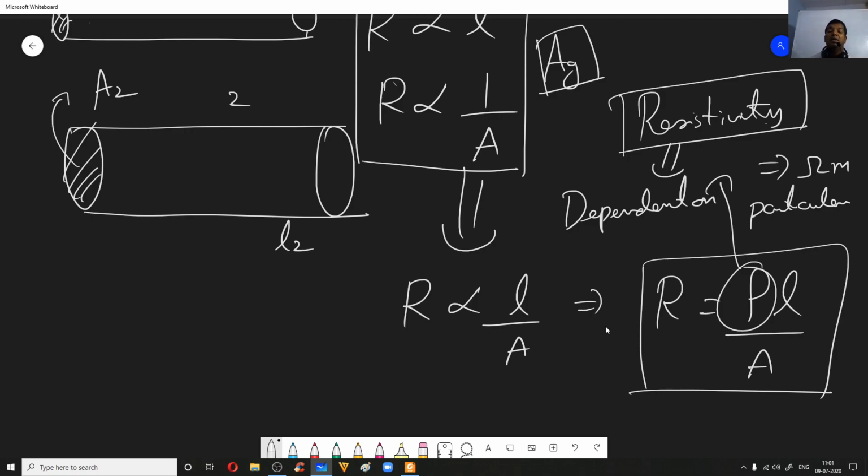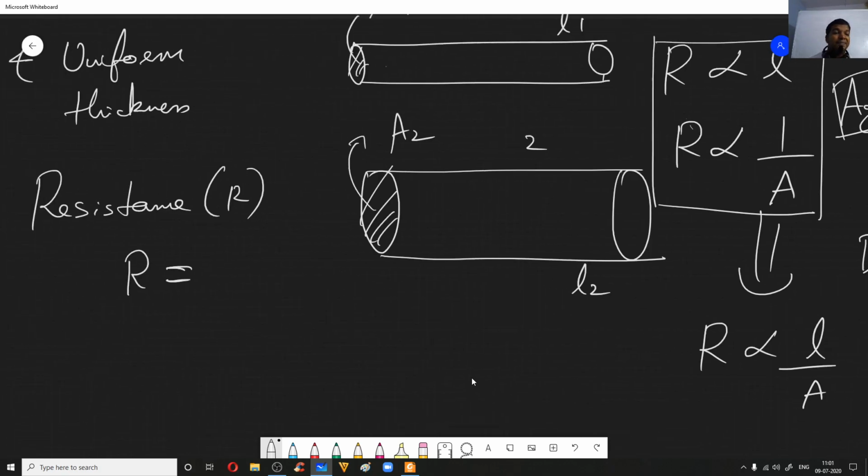So these different materials will have different properties when it comes to electrical conduction, how they allow electric current to pass through them. Those properties will account for this resistivity. Now R is equal to rho L by A. So remember this.